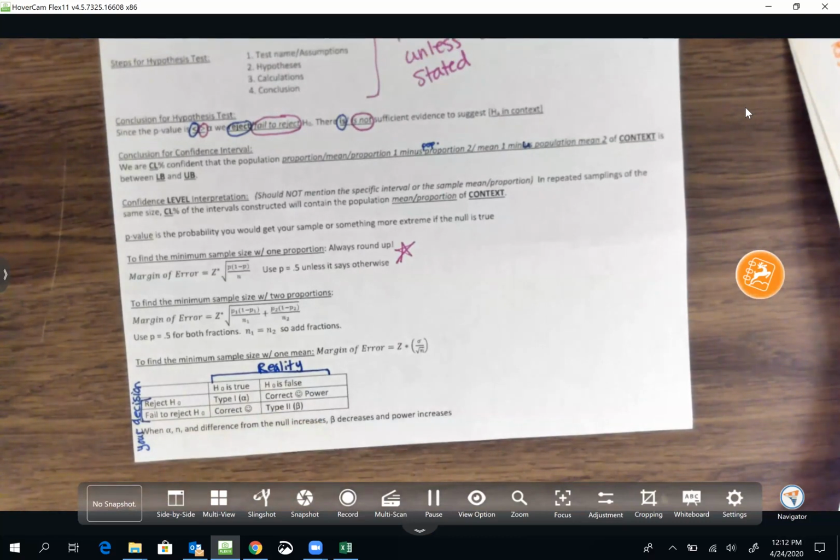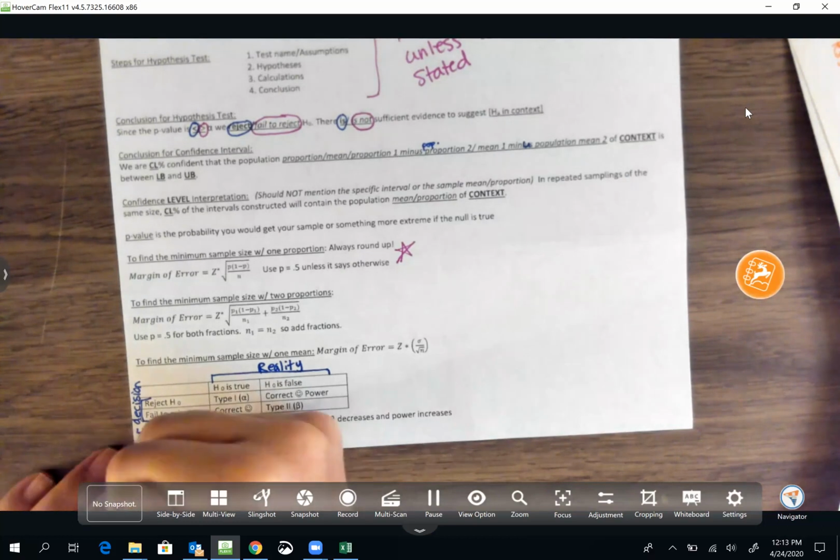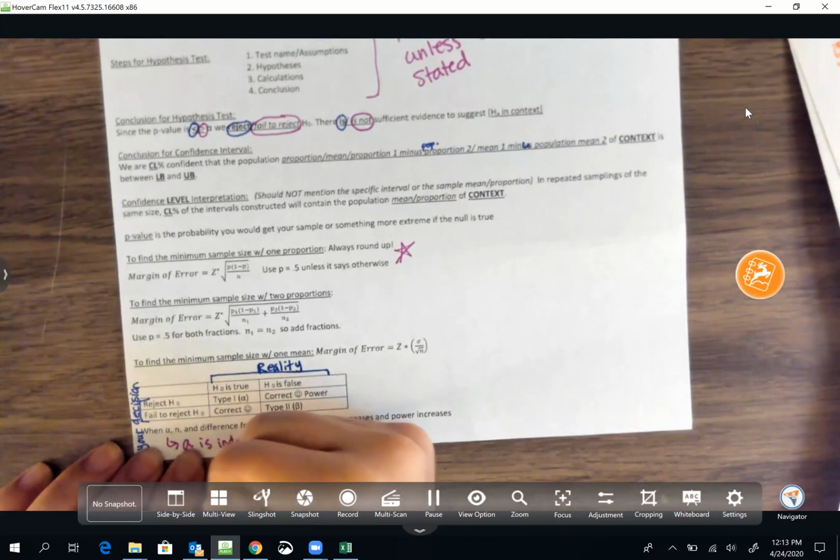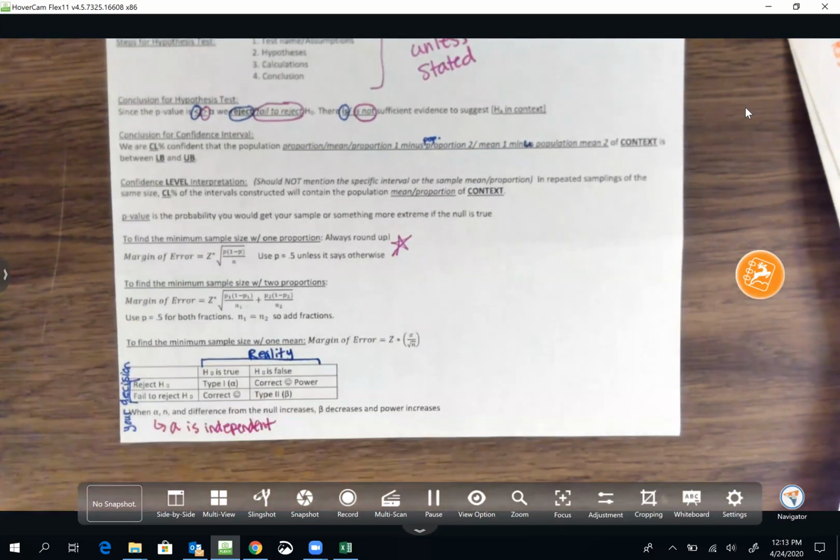When alpha, n, and the difference from the null increases, beta decreases and power increases. But remember, alpha is independent. So if you change n, that doesn't affect alpha. Alpha only changes if you change it.